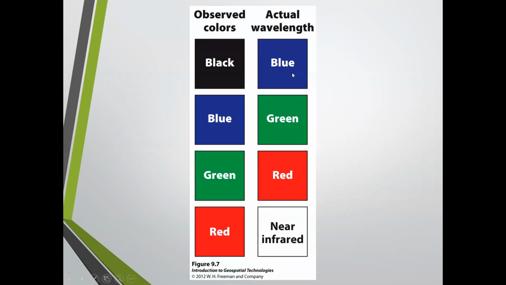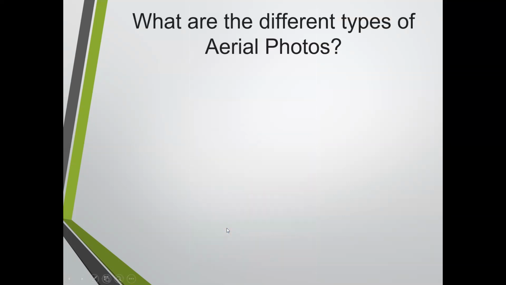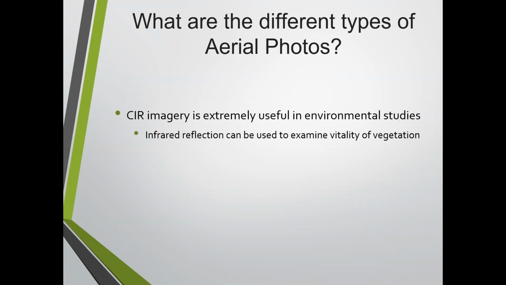So water would give you a blue signal back, but it's going to filter out to black on the infrared. Anything green becomes blue, anything red becomes green, and near infrared becomes red. And you generate these very interesting pictures. This is extremely useful for environmental studies, particularly when you look at the vitality of vegetation. Infrared reflection is used to gauge the health associated with vegetation.